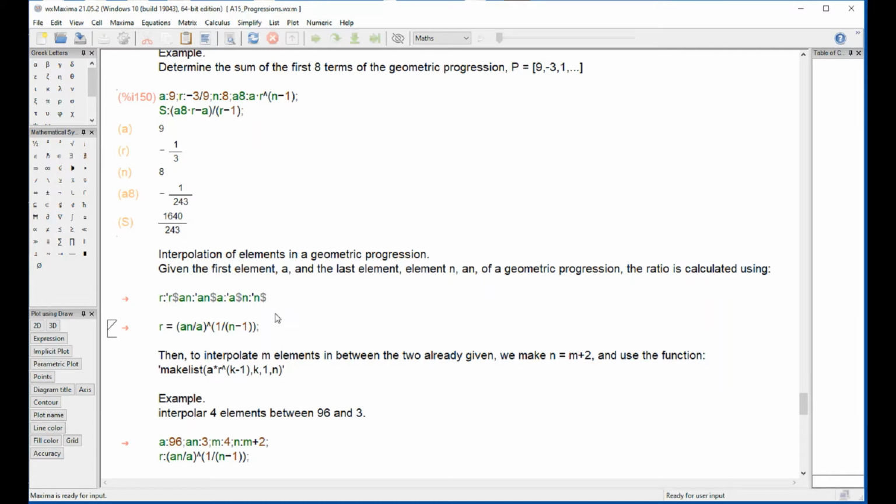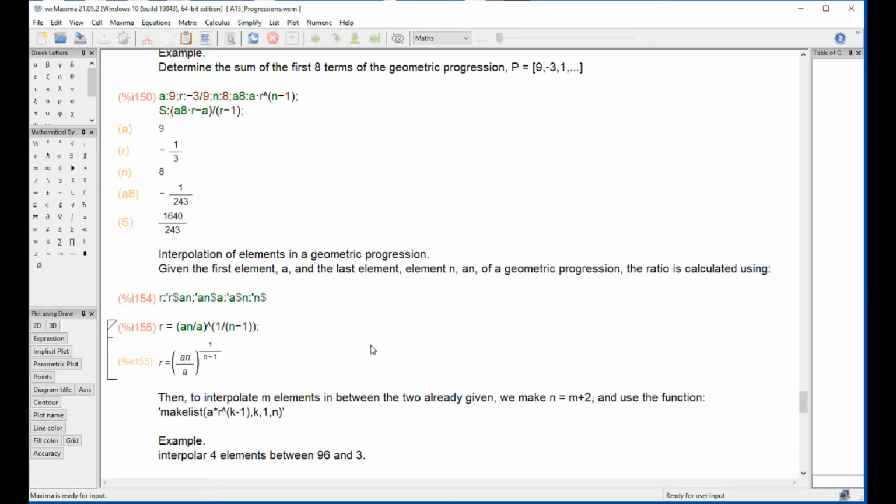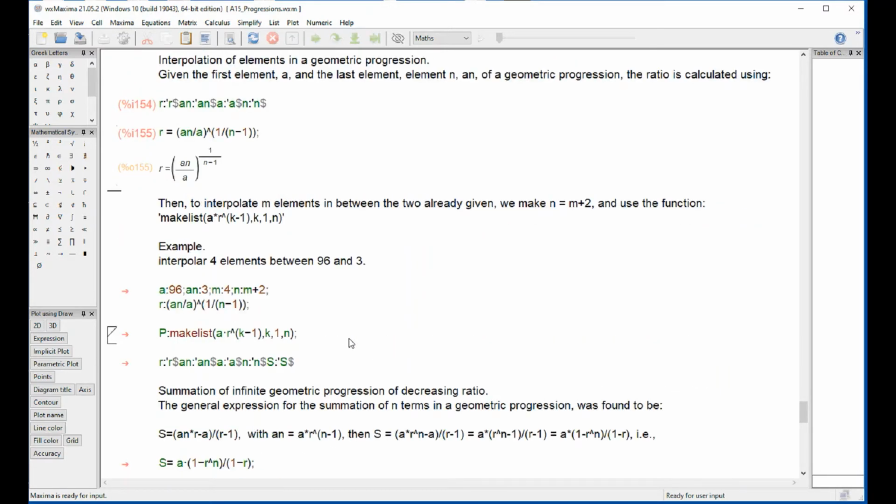Interpolating elements in a geometric progression, we're going to clear all the terms. We find the ratio this way, and as we did for the case of the summation of the arithmetic progression, we're going to take n equal to m over 2, where m is the number of elements that we're going to interpolate.